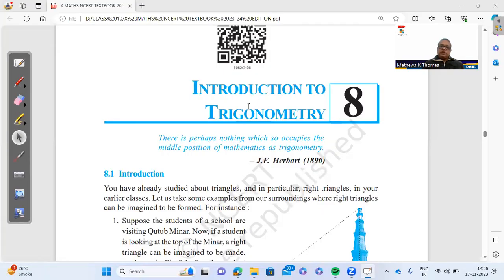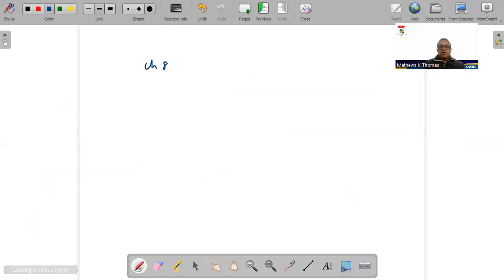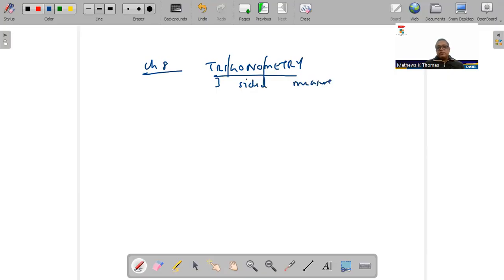Now we come to trigonometry. This has got a little bit formulas. So trigonometry, chapter 8. Chapter 8 is trigonometry, coming from three words: tri means three, gono means sided, metry comes from metron, which is measurement. So three-sided measurement. So basically in this we are looking at right angle triangles.